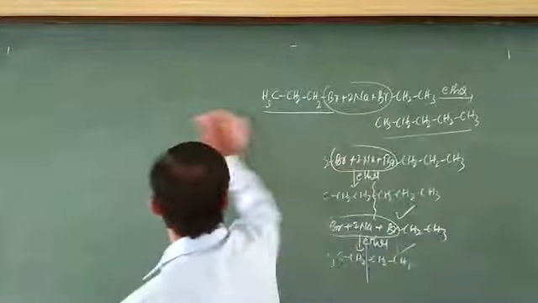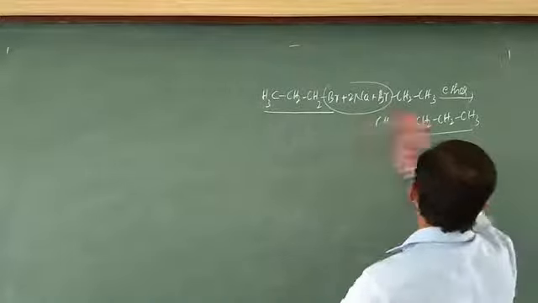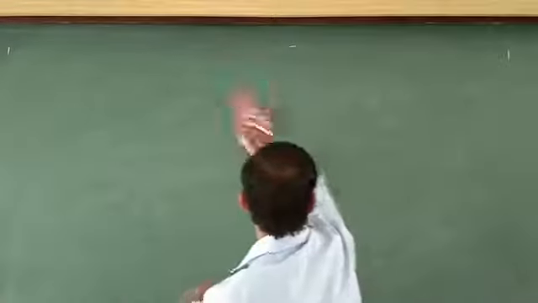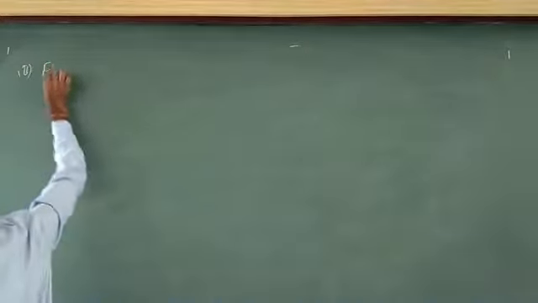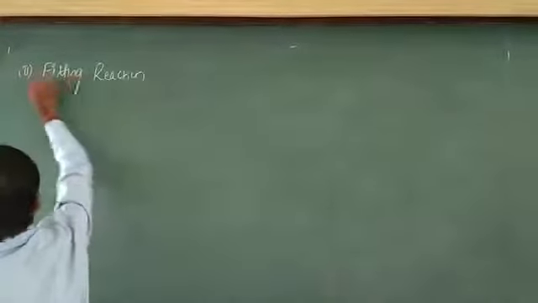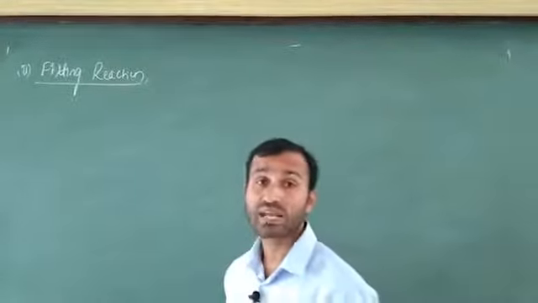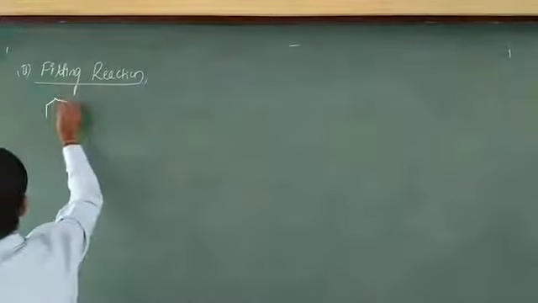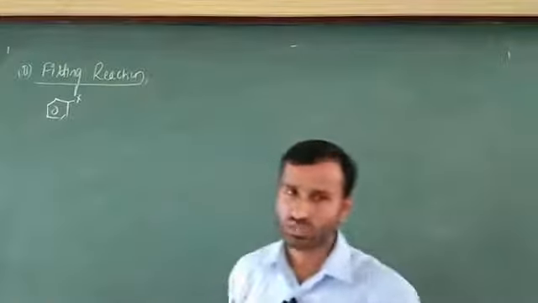Next point is the Fittig reaction. For the Fittig reaction we compulsorily consider aryl halides. Aryl means benzene ring. You have to write headings: the first one is the Wurtz reaction, the second one is the Fittig reaction. The Fittig reaction only takes place with the help of aryl halides. General example I am going to write first: Ar-X. X means chlorine, bromine, iodine, so chlorobenzene, bromobenzene, iodobenzene.